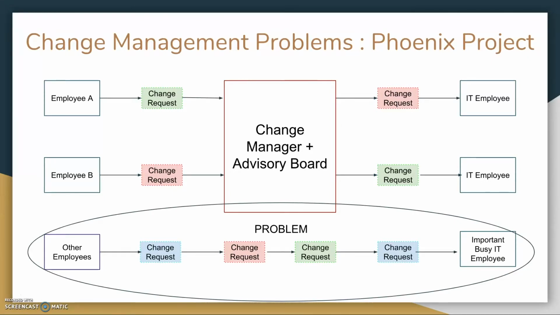The problem, however, is something we noticed very often in the Phoenix project. Other employees, which in the Phoenix project were managers and vice presidents from other areas of the company, would send change requests specifically to an IT employee who they knew personally. They would forgo the whole system. They would evade reporting what the changes were, and they disrupt that IT employee's day-to-day work.